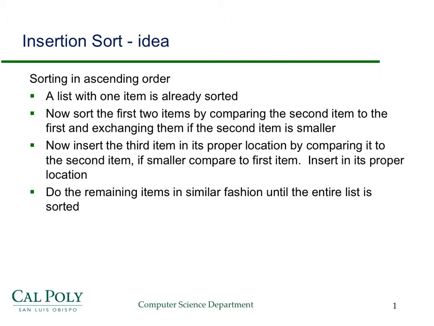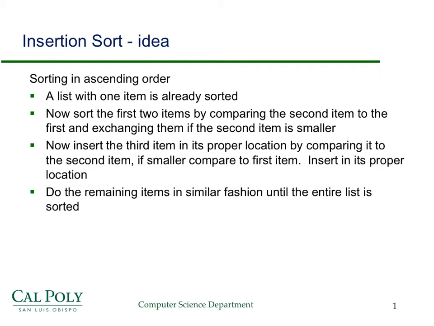Now let's insert the third item in its proper location, in order to get the first three items in sorted order. We compare the third item to the second, and if it's smaller, then we also compare it to the first. If it's smaller than that, we put it before the first. But if it's bigger than the first, we already know it's smaller than the second, so we know it should go in the second slot. And so we keep doing that.